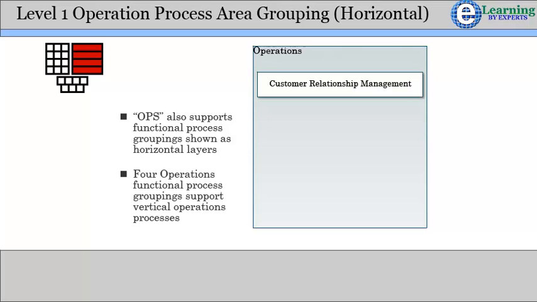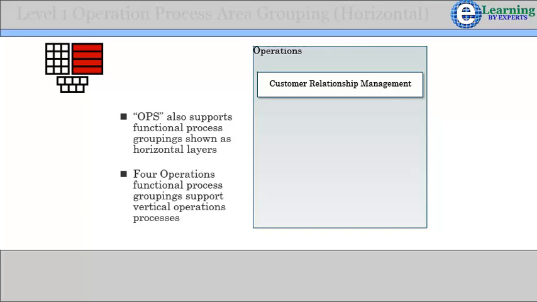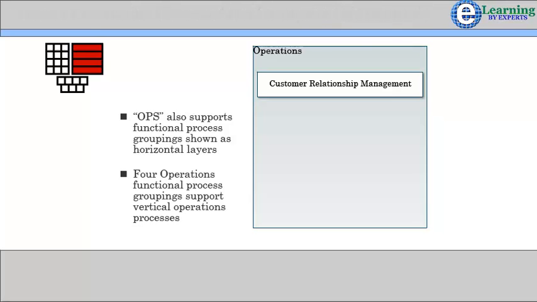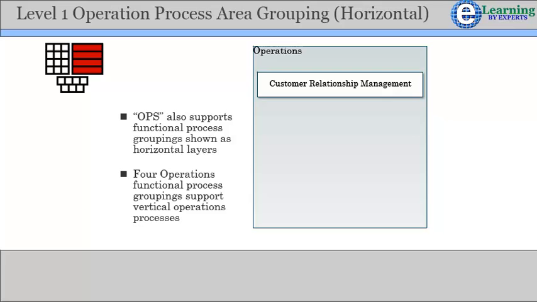Customer Relationship Management (CRM) process grouping considers the fundamental knowledge of customers' needs and includes all functionalities necessary for the acquisition, enhancement, and retention of a relationship with a customer.